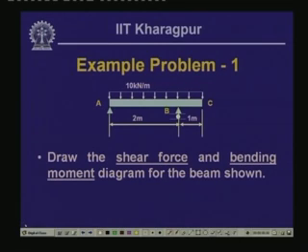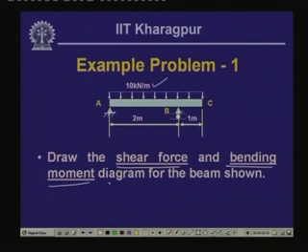Now, this is the example problem which in fact I had given you last time and I had asked you to solve. Now, let me just tell you the salient points of this. What we need to do is draw the shear force and bending moment diagram for this particular beam. As you can see here, this is on a hinge support and this is on a roller support, and there is an overhang on this beam, and this is subjected to a uniformly distributed load of 10 kilonewton per meter.